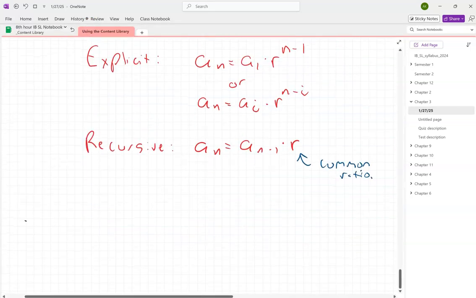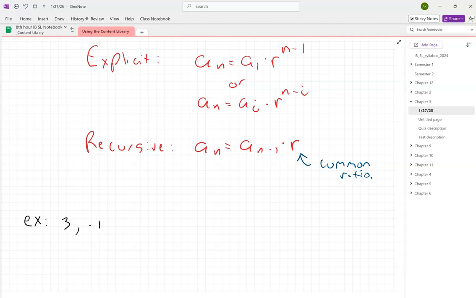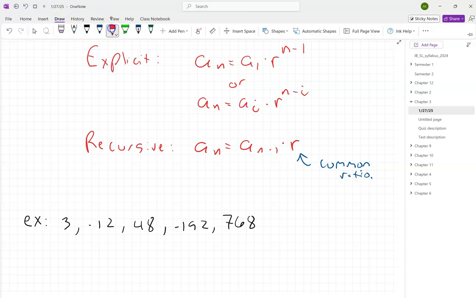So let's do some examples. Let's say we have the sequence like this. The first thing I'd want to do before I try to write a formula for this is to decide if it's arithmetic or geometric. When I see the alternating signs, immediately I know it's not going to be arithmetic, because I can't add or subtract the same number and have the signs go positive, negative, positive, negative. That's not going to happen.